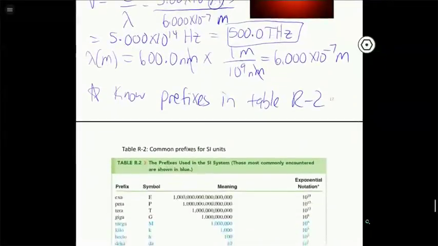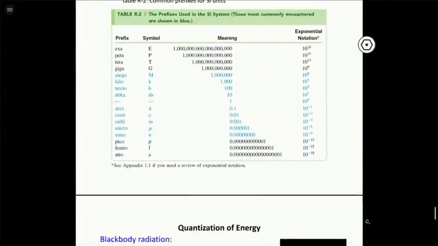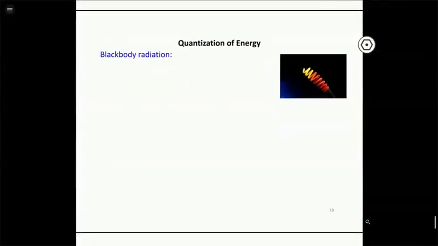Alright, so the reason that this is now important is because we want to start talking about what's called the quantization of energy. We're going to now talk about a few key experiments that people did where they were studying the interaction of light with matter, and it was sort of turning upside down some of the conceptions that people had about the way the world worked.